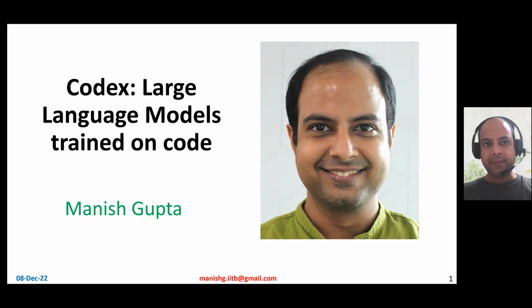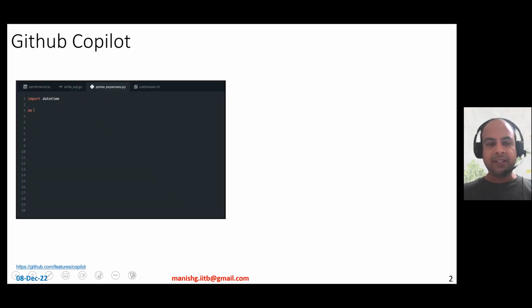Hi, my name is Manish Gupta, and in this video, I'm going to talk about Codex, large language models which are trained on code. So let's get started. Codex is the main kind of model which powers GitHub Copilot.